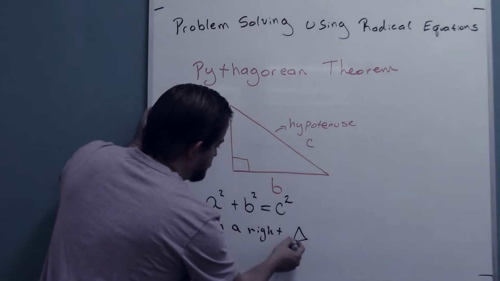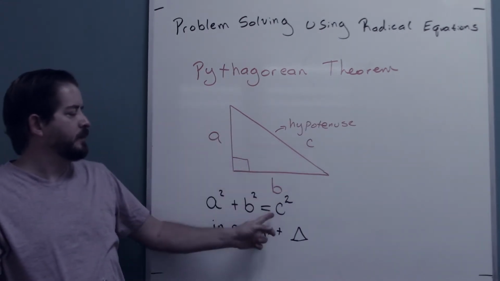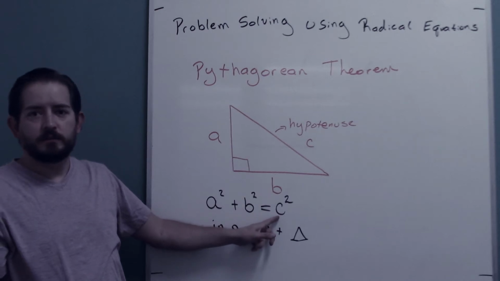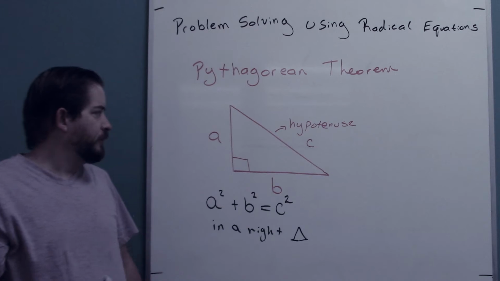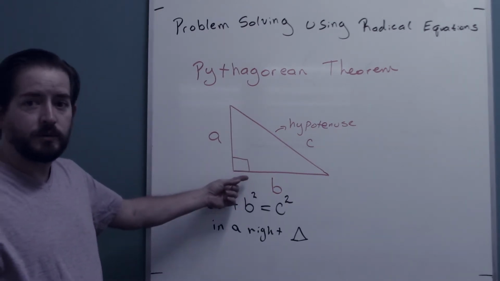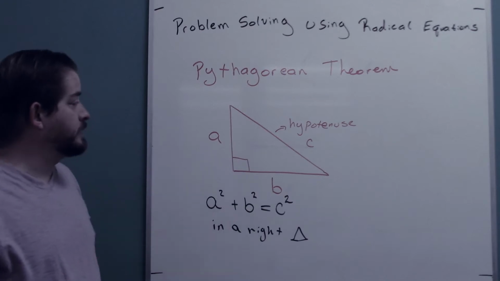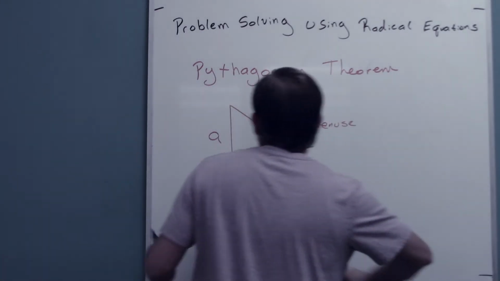And so this is why it's important that C, the hypotenuse, has to be the one on the right-hand side, the one that's alone. But if we know two sides of a triangle and we know that it's a right triangle, then we can figure out the other side using this theorem. So let's take a look at a few examples of this.